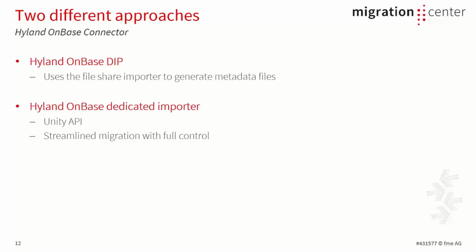But today, and that's really good news, I will show you in the live demo the Hyland OnBase dedicated importer. It's a huge step forward, because now we don't need the DIP process anymore, because we directly trigger the Unity API in a new OnBase connector. This will really help you to not have a process in between, where first you prepare the files with Migration Center and then use the OnBase tool to import the files. Rather, you have a streamlined migration with full control from A to B or from A to Z, including error handling and the whole framework.